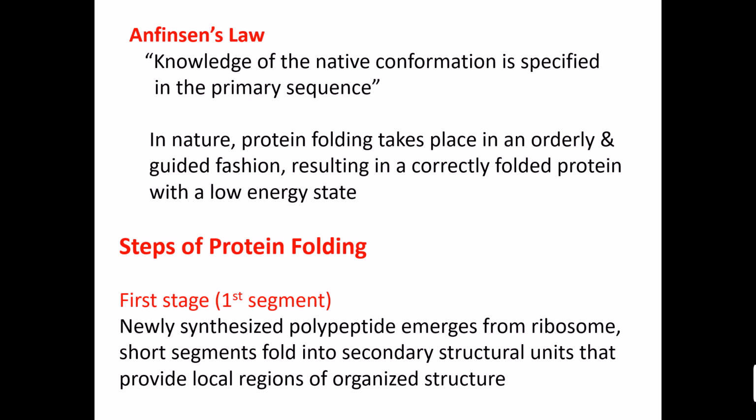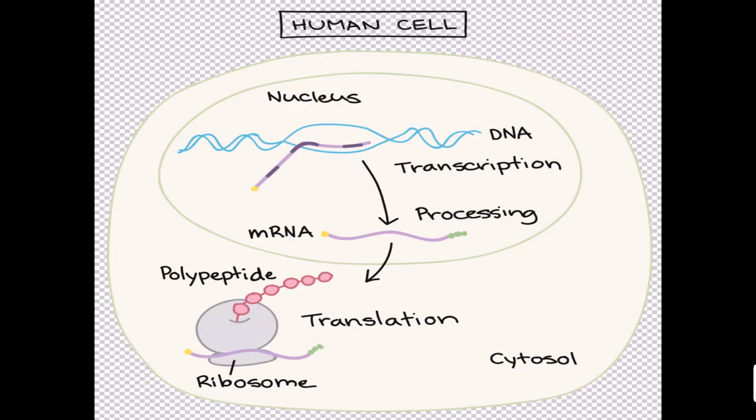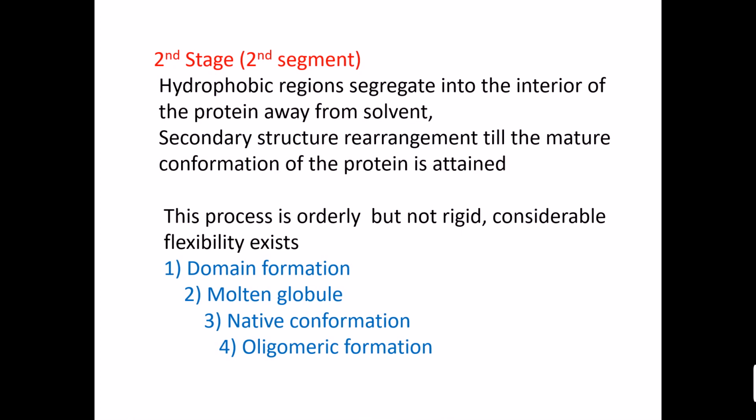Newly synthesized polypeptide emerges from the ribosome. Short segments fold into secondary structural units. You see here a human cell, nucleus, DNA, transcription, processing, messenger RNA, translation, and from the ribosome, the synthesis of a polypeptide chain. And from here, the folding starts. Second stage, that is second segment: the hydrophobic regions segregate into the interior and secondary structure rearrangement continues till the mature conformation of the protein is attained.